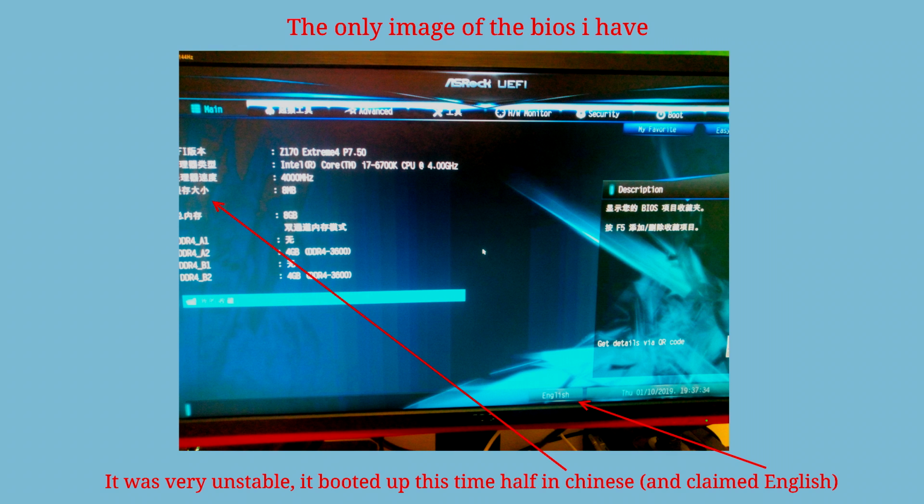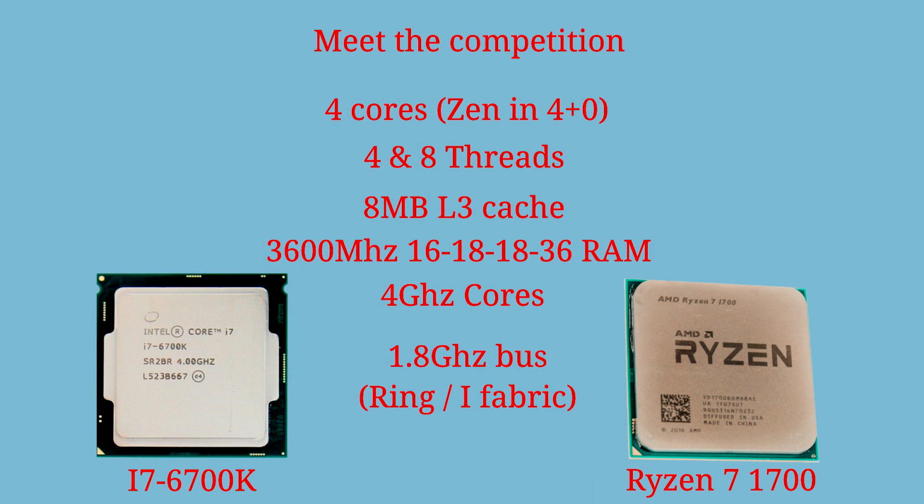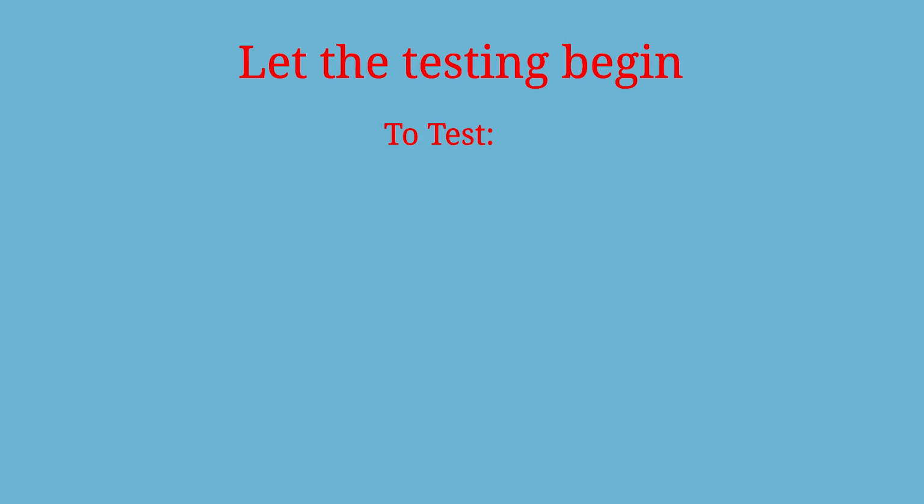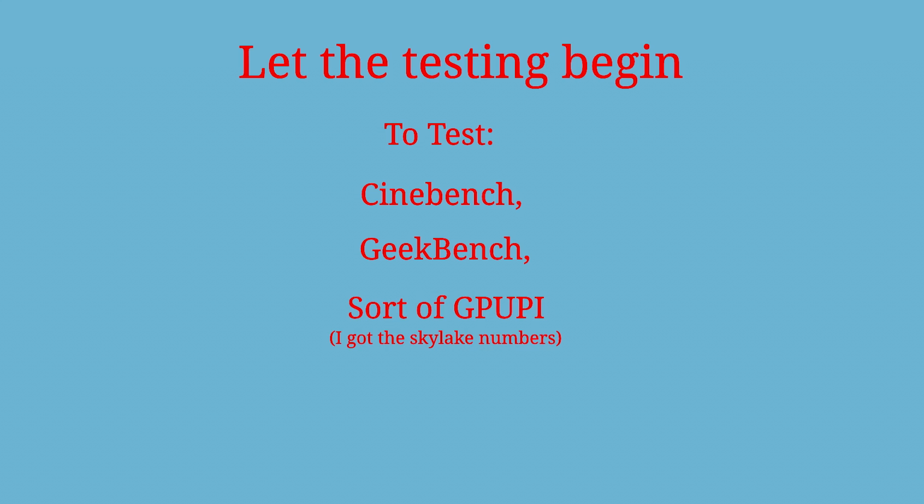So now we have two 4-core CPUs with the same amount of L3 cache, the same bus speed, and the same clocks, just one is Skylake and the other one is 1st Gen Zen. So now the tests can begin. The tests that I ran were Cinebench R15 and Geekbench. I was going to do GPU Pi, but unfortunately, it couldn't detect the Zen CPU, so I couldn't test it. If I can fix it for part 2, I'll do it then. So let's get into the tests.